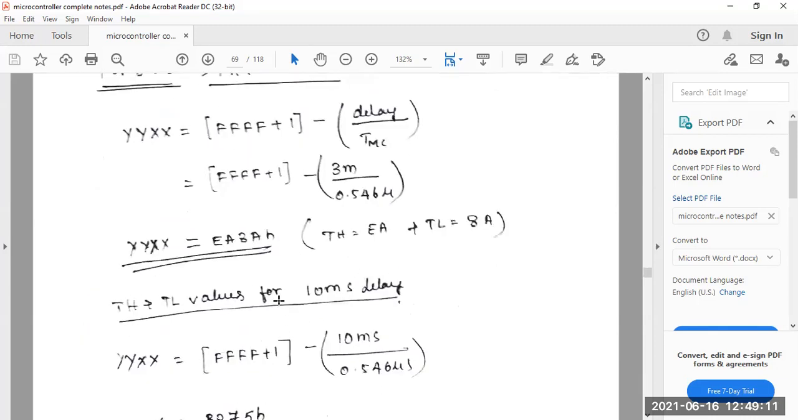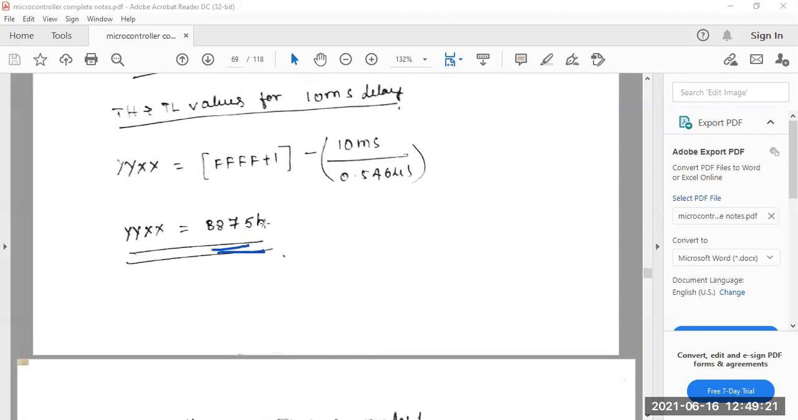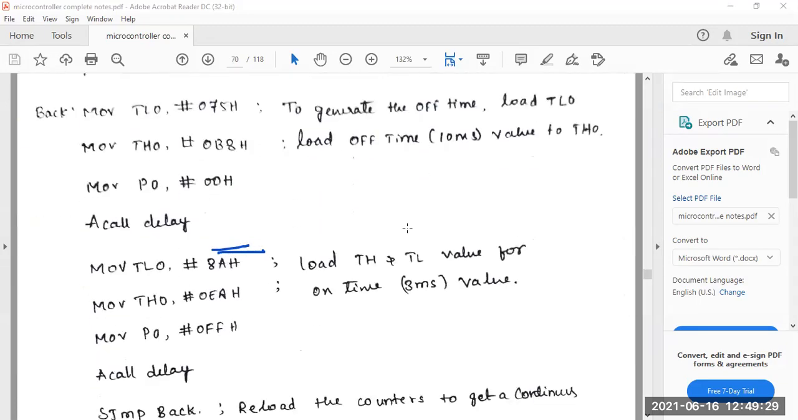We calculated the values for TH and TL. This is EA80 and this one is B875, for 10 millisecond. Now we have written the program. See, move TL0, #75H, TH0, #0B8H. So first we are writing for off time here.